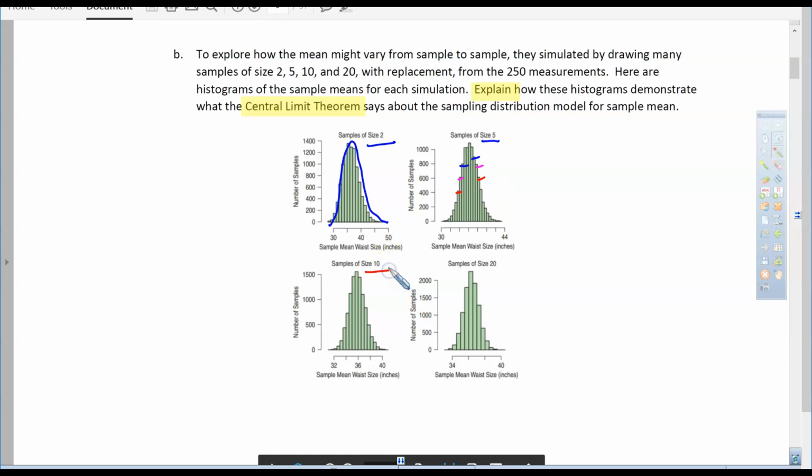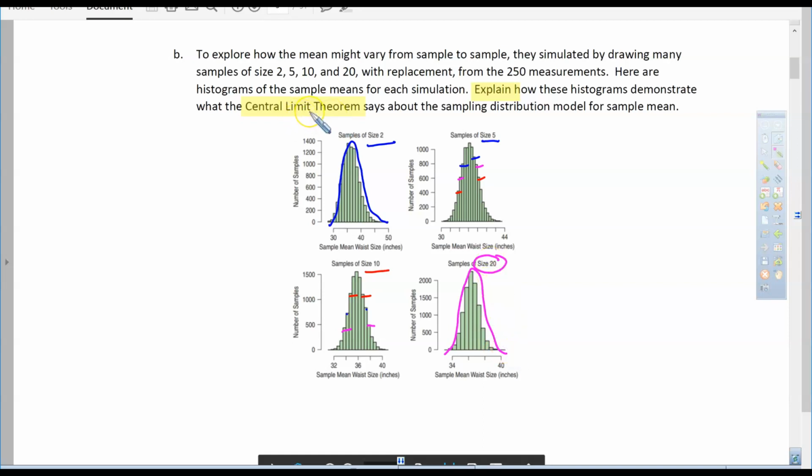If I look at my size 10, it starts to look a lot more symmetric. Like this one is pretty much aligned to that one. This one not so much, but it's better than the previous one. They start to get closer to each other, so it becomes more symmetric and more normal. And my size 20 definitely looks a lot more normal. From size 2, I have a whole bunch of bars in my histogram, and at size 20 they start to decrease, because they're getting more bunched up together. So it starts to look more like the normal model.